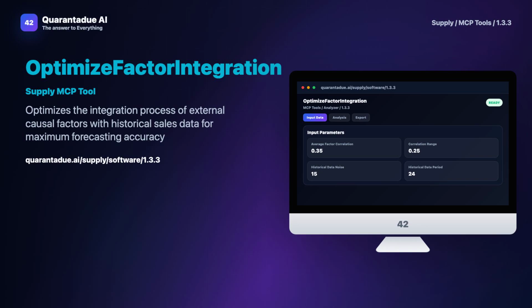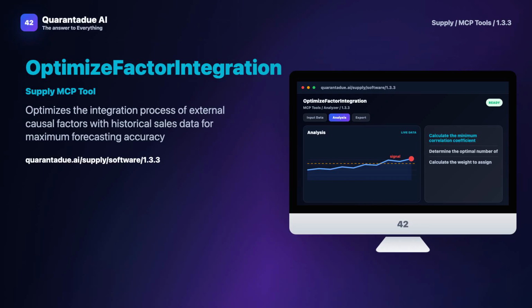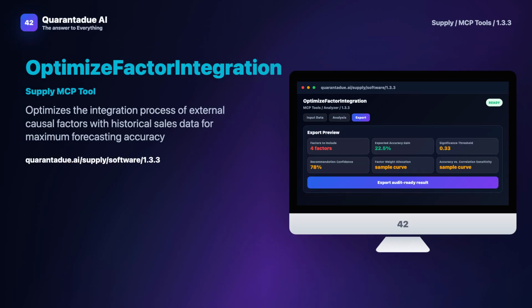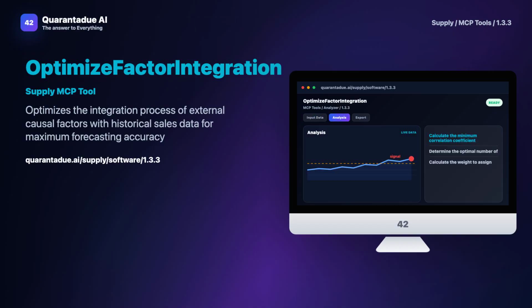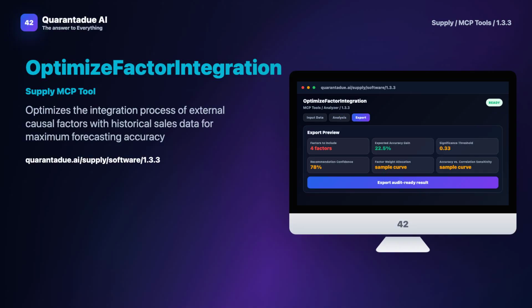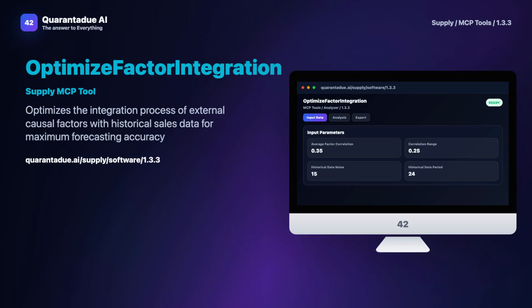Optimize factor integration is supply software for a specific operational decision. It optimizes the integration process of external causal factors with historical sales data for maximum forecasting accuracy. This video explains what the tool does, why the workflow matters, and how the output becomes useful decision evidence. The problem is that supply teams often manage this workflow with scattered inputs, inconsistent review rules, and manual interpretation.